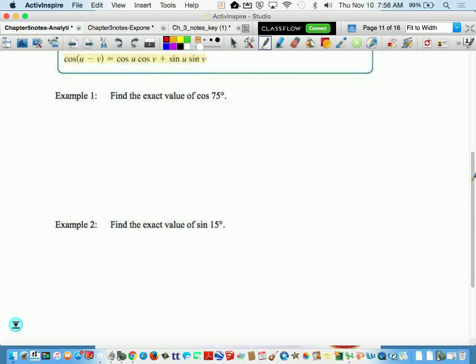So the idea is when you do a cosine of 75, there's no 75 on the unit circle. You're gonna have to add or subtract things together. So in this case, what are some ways that we could get 75 degrees? Probably 30 and 45. 30 plus 45, what else? 15, 60. Yes, but there's no 15 on the unit circle.